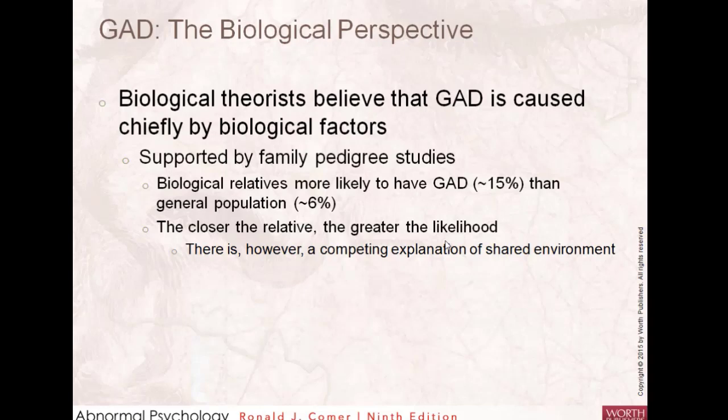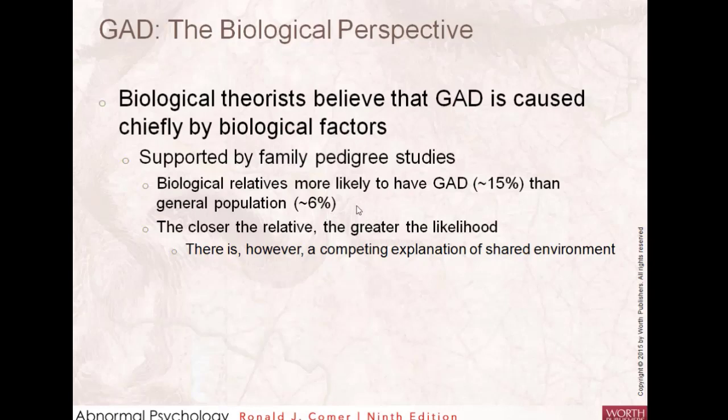So we talked about a biological model where you believe that there's something genetic. Perhaps there's something with your neurotransmitters or something with your brain anatomy that's causing these symptoms. So biological theorists then would suggest that we are probably inheriting a genetic predisposition towards generalized anxiety disorder. Now there is at least some evidence to support this. If you have a close relative biologically that has generalized anxiety disorder, then about 15% of people will develop generalized anxiety disorder, whereas in the general population, it's about 6% of people.